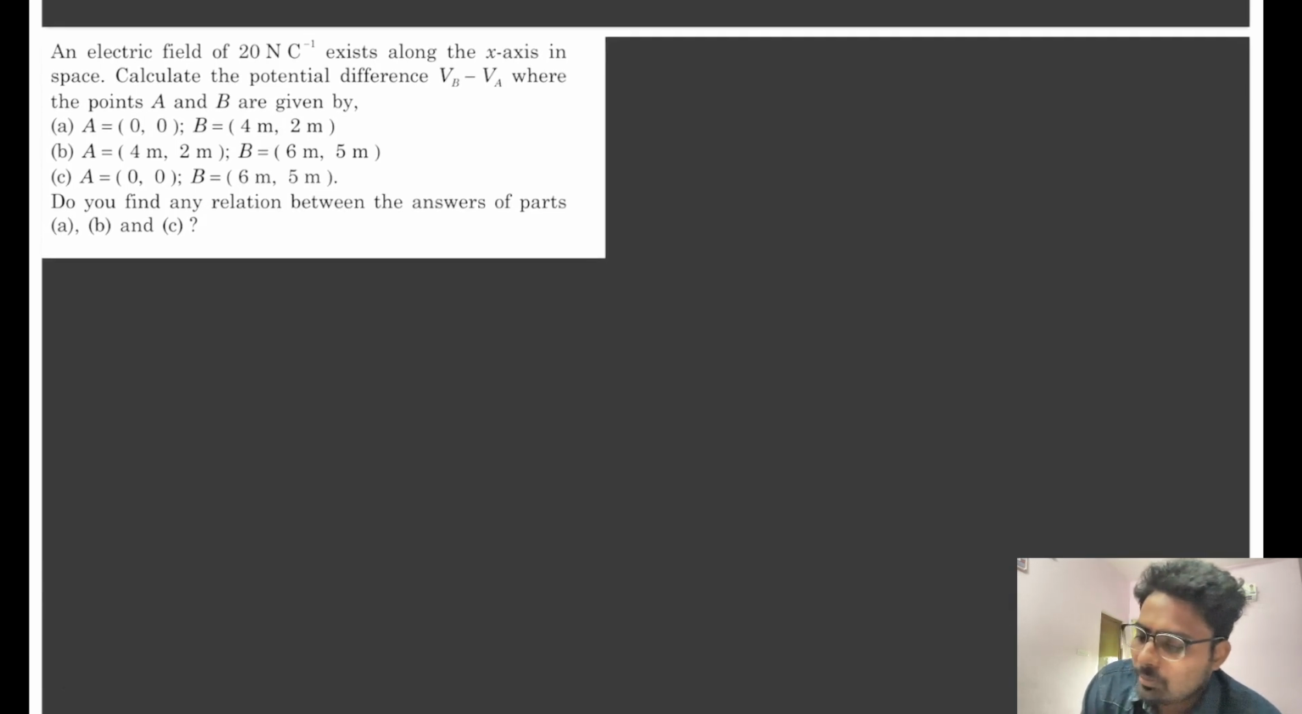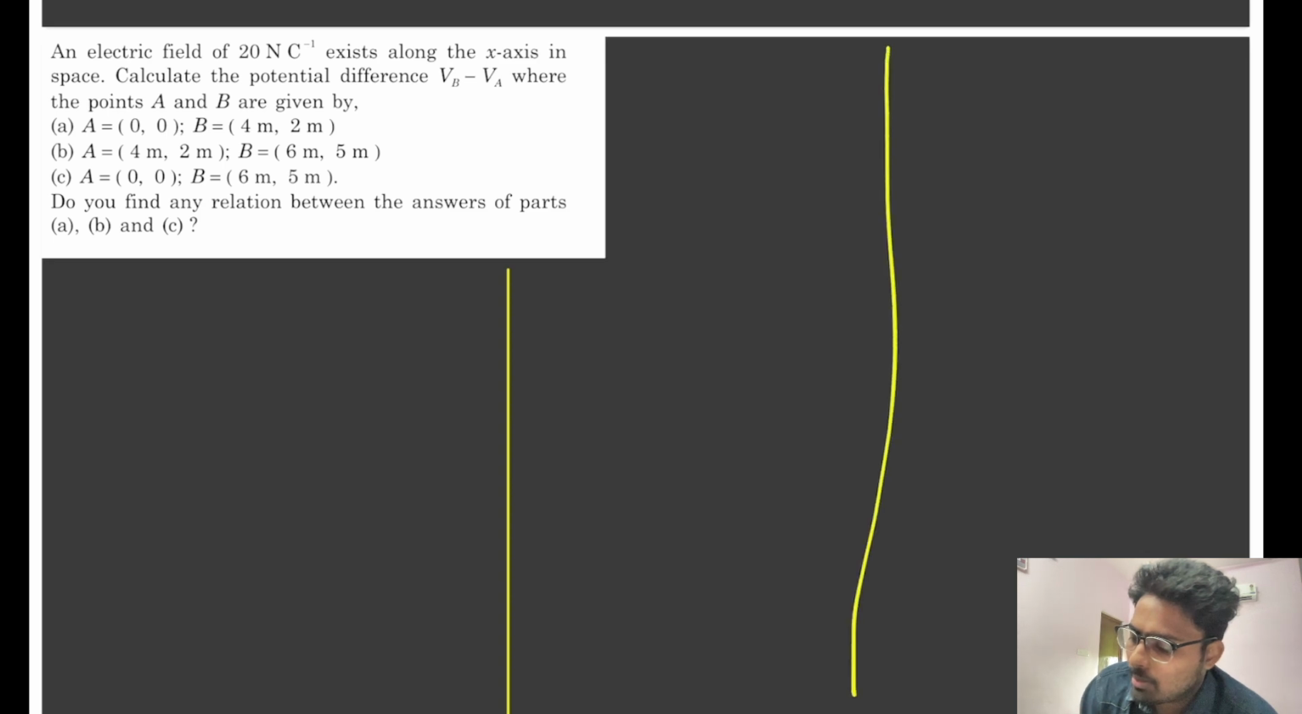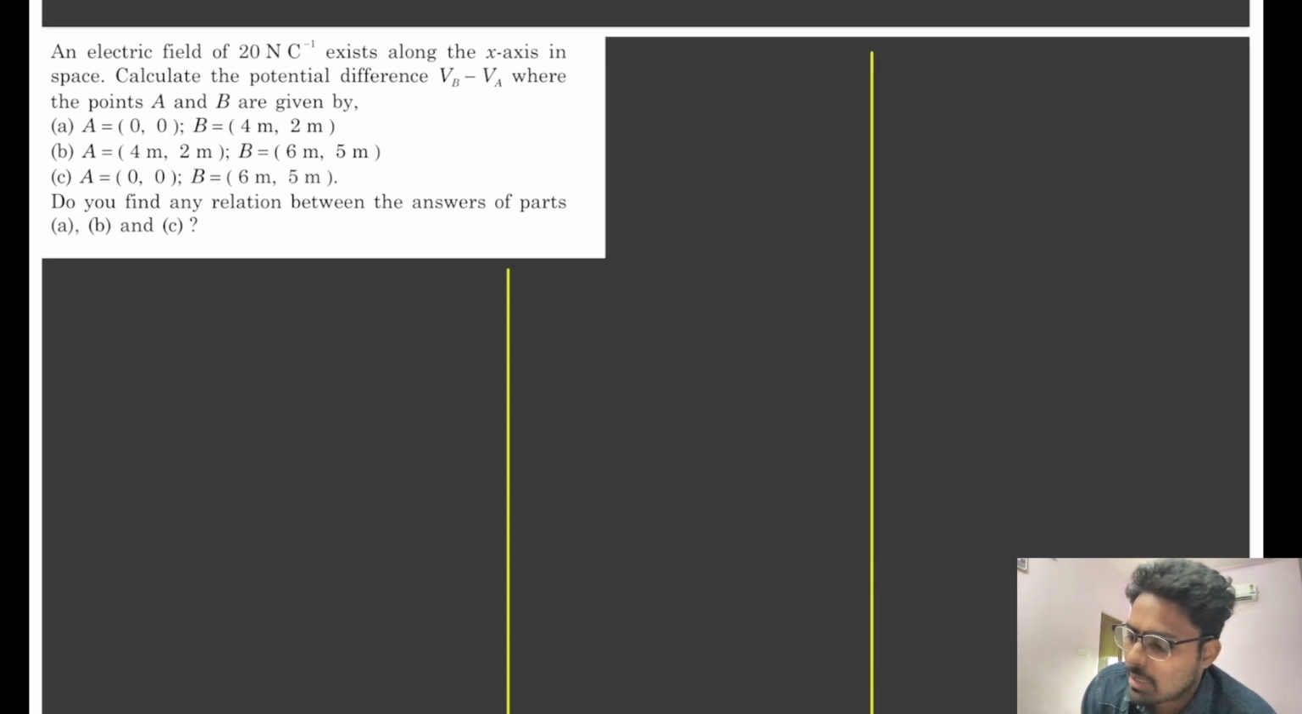Now let us move on to the next question. In this question they are telling us an electric field of 20 Newton per coulomb exists along the x-axis. They are asking us to find the potential difference between B and A, VB minus VA, and they have given us 3 cases to solve. This is case A. I'm drawing the coordinate axes here. Let's say this is the y axis and this is the x axis.